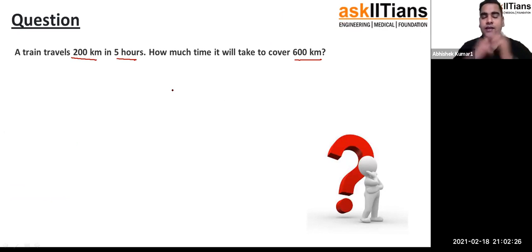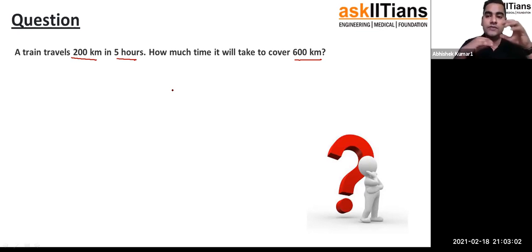Okay. So guys, I want to ask you one thing. The distance traveled by a train and the time taken by a train, if we assume the speed is constant or it is not changing, will they be in direct proportion to each other or not? Because the train is traveling 200 kilometers in 5 hours, that clearly means if I increase the time, let's say I give you 10 hours, then it will travel 400 kilometers. It's very clear to us, right?